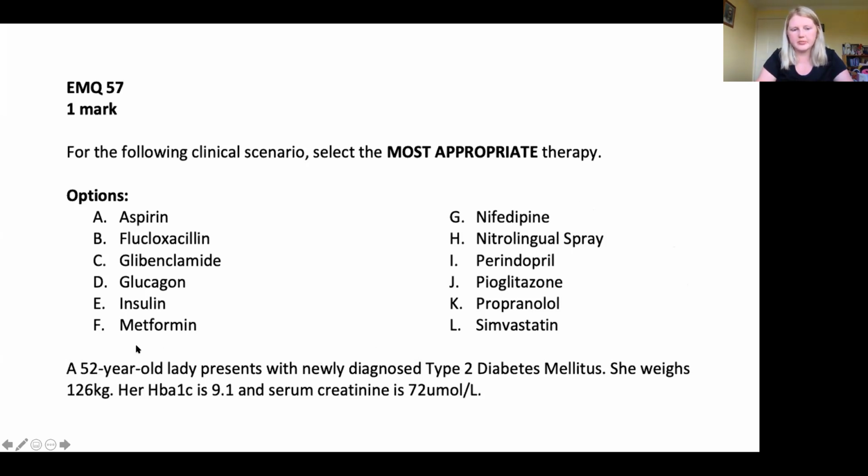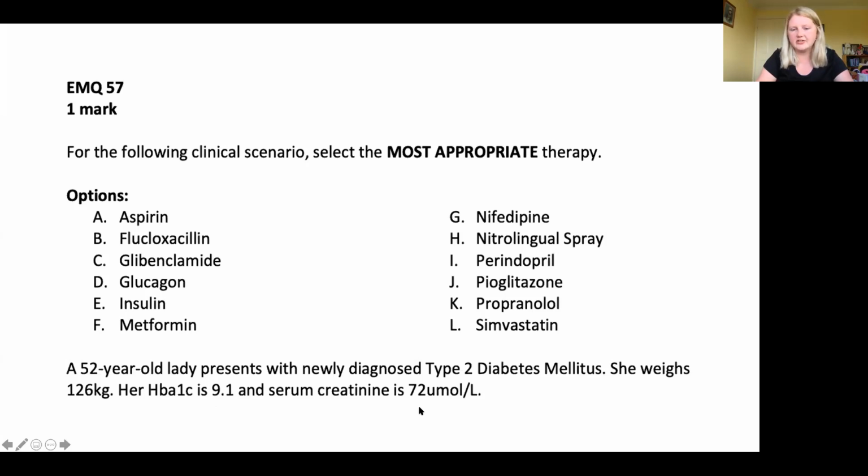So 52-year-old lady, newly diagnosed type 2. So we've got the diagnosis confirmed. We can see from her weight that she would be considered obese to some degree, depending on her height. Her HbA1c of 9.1 is extremely high, and because that has been confirmed as diabetes, obviously this is something that we can use to guide our therapy.